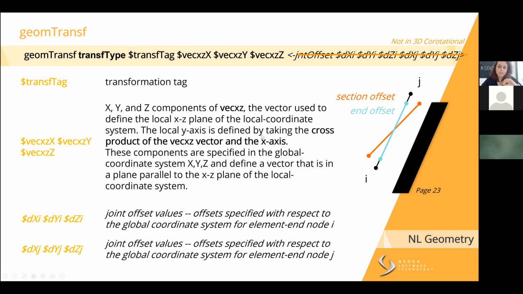If you need, we can go over it again. Just to remember that if you're using corotational, you cannot use the joint offset in 3D because it has not been implemented in OpenSees. But what can you obtain by changing this kind of transformation?